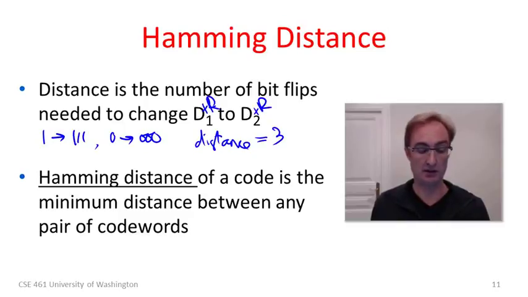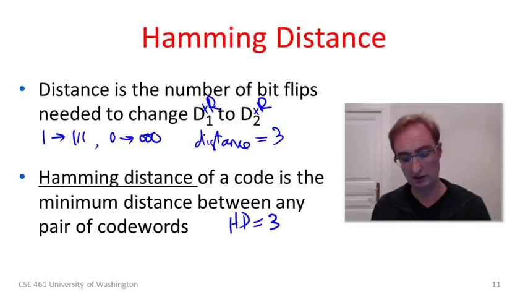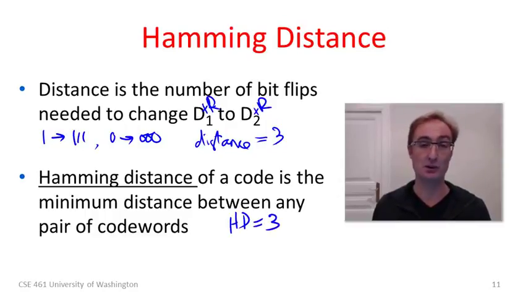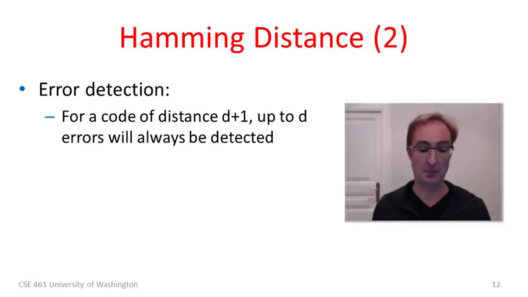Now the Hamming distance of a code is the minimum distance between any pair of code words that are in the code. In this code, there's only one pair of code words, the code word for 1 and the code word for 0. The distance is 3, so the Hamming distance of this whole code is also 3. Seems fairly simple so far, but we'll use it in just a moment.